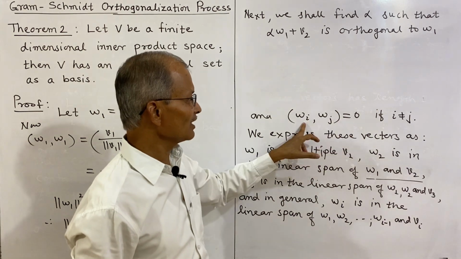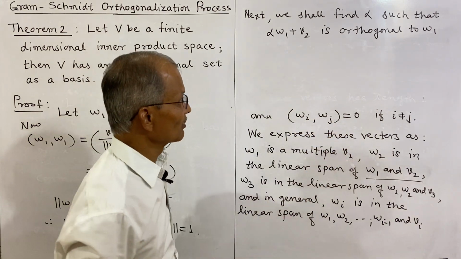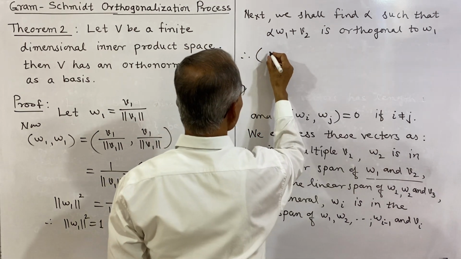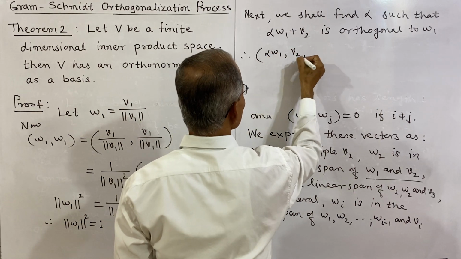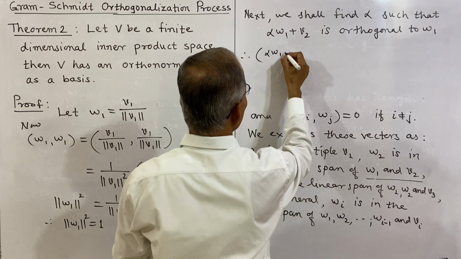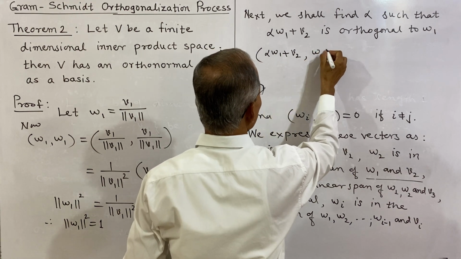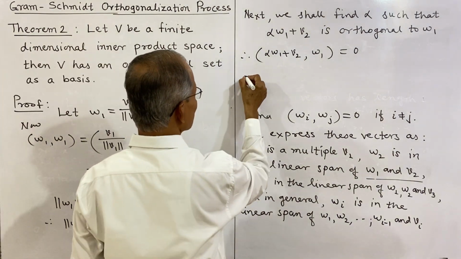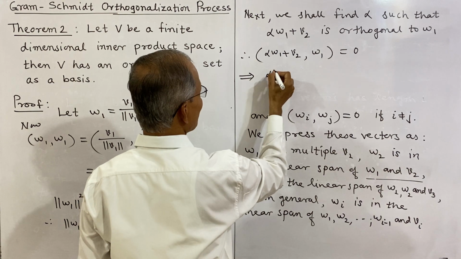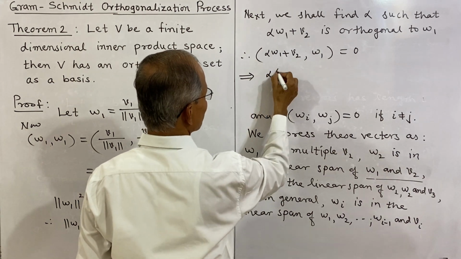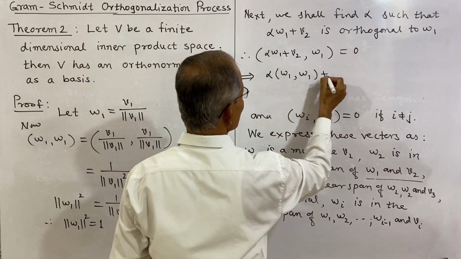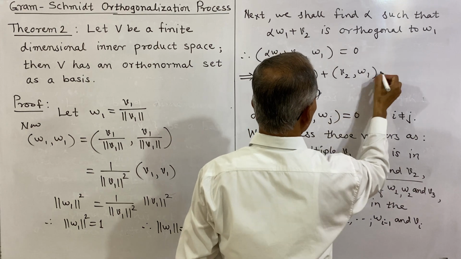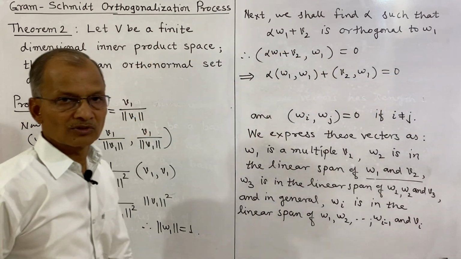If i is not equal to j, orthogonal means their inner product is 0. So this is orthogonal means the inner product of alpha W1 plus V2 with W1 is equal to 0. That is the meaning of orthogonal, and this implies, by linearity property, alpha times the inner product of W1 with W1 plus the inner product of V2 with W1 is equal to 0.